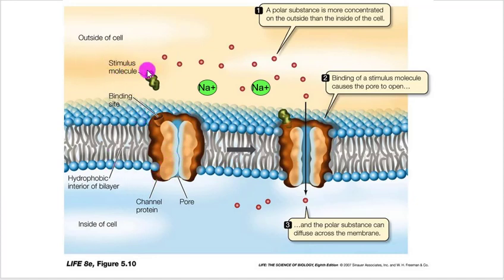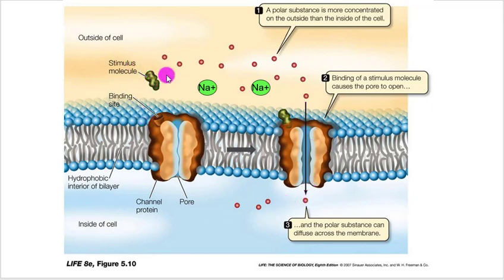Well, we have some sort of signal molecule. It's written here, stimulus molecule. And that stimulus molecule then binds to this particular binding site. So he is going to come and he's going to attach right over here. And that's what we see over here. And once that happens, that is the trigger that allows opening of the door. And so now that polar substance can diffuse across the membrane.